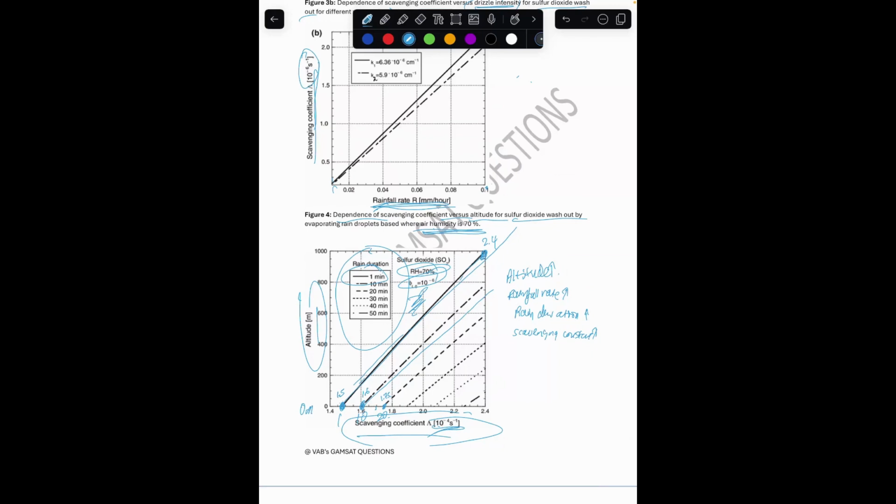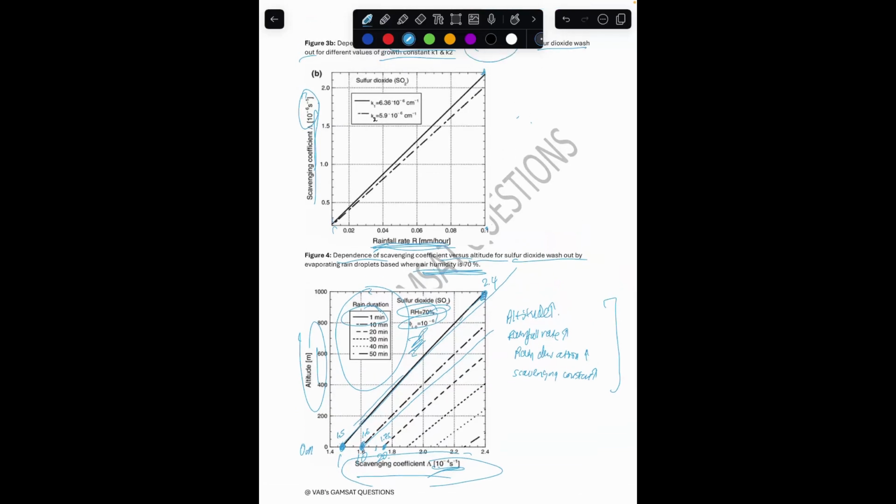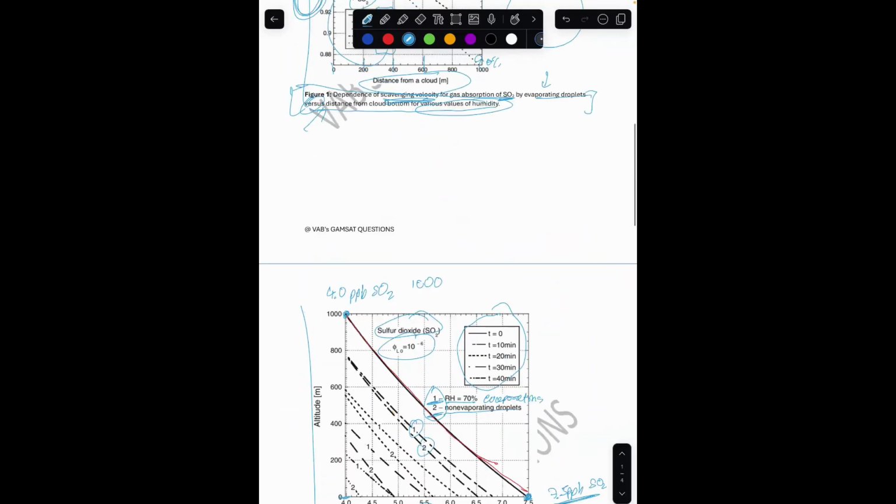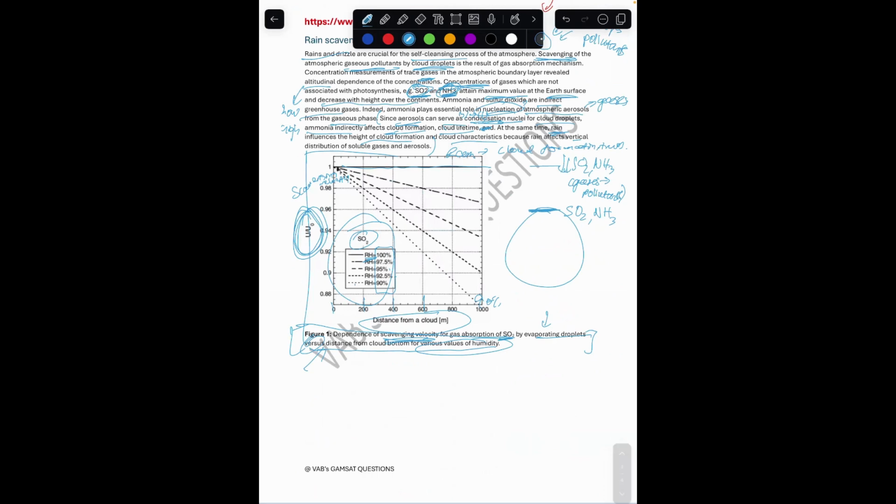Obviously, the next step up was to do what I did, which is to say that the way in which it varies is that the higher you go, the higher your scavenging coefficient is going to be. And the longer it rains, the higher your scavenging coefficient. That's the next step. So yeah, it just helps in your interpretation of things. But make sure you can explain the graphs. That's really important. And understand what they're talking about. It makes answering the questions easier once you get to them.